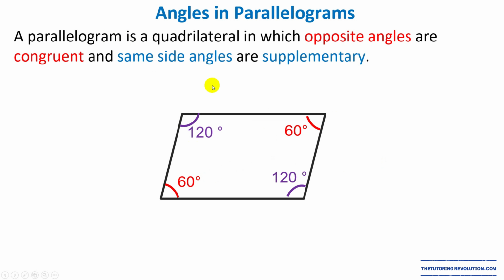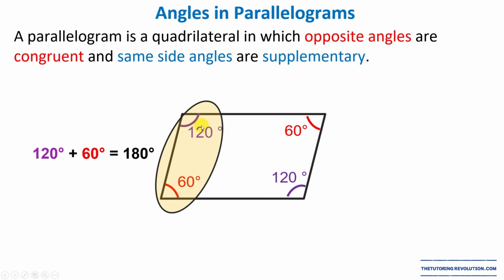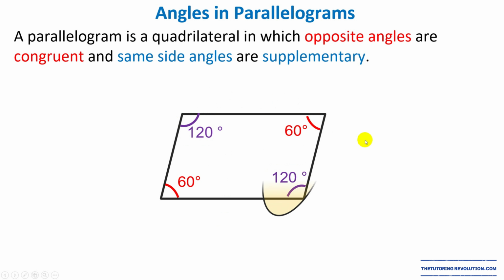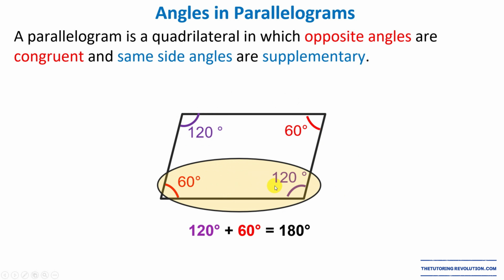The second property says that same side angles are supplementary. So basically these two angles, if we add them together, they add up to 180 degrees. Same for these two angles, same for these two angles, and same for these two angles. So angles that are on the same side are supplementary. They add up to 180 degrees.